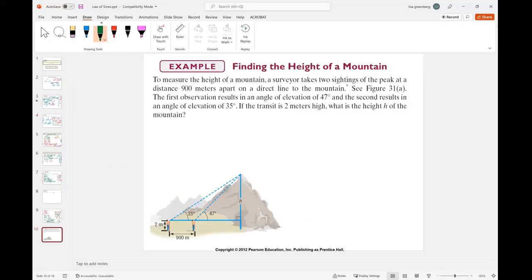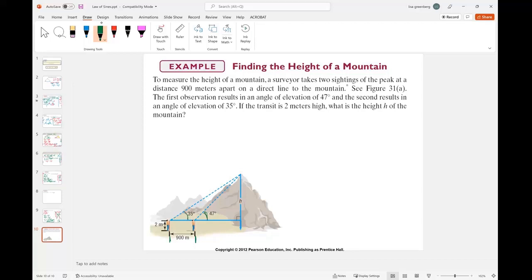from the smallest angle. A surveyor takes 2 sightings at the peak of a mountain at a distance of 900 meters apart. So between these two are 900 meters, so I know that side of the triangle. The first observation results in an angle of elevation of 47 degrees, which we can see is right here. And the second results in 35 degrees, which is right here.